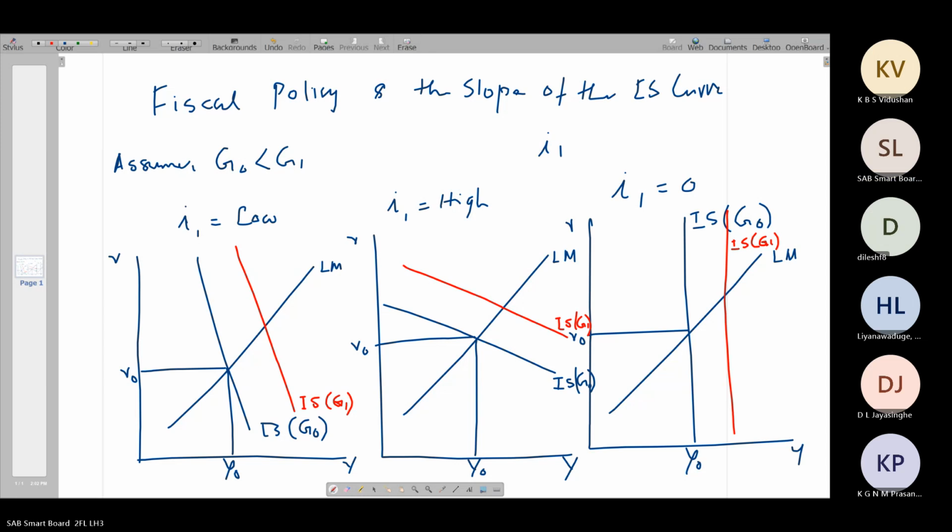Right? So equilibrium. Interest rate increases from R0 to R1. Income also increases. You know how to explain these things, right? We are not going to discuss all these things. Earlier we explained why the income increases, why the interest rate increases, all the things, right?